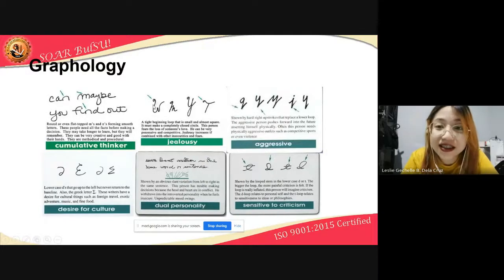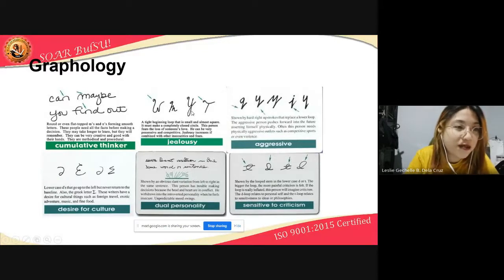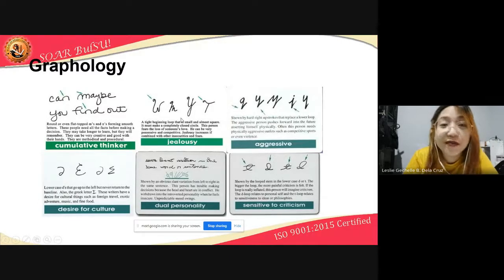Okay? Ito. Then, this is an example of an angular form. Itong sa aggressive naman. Pag aggressive, shown by hard right upstrokes that replace a lower loop. Kadalasan kasi, di ba, yung mga loop natin, we call this descender. At yung loop, yung bilog. Di ba? Pag ganito ang kadalas ang sulat. Dito kita niyo ba sa letter Y sa jealousy. But in aggressive, hindi na siya bumubuo ng loop. Ganito ang nangyayari.